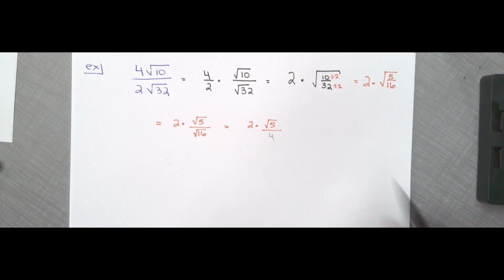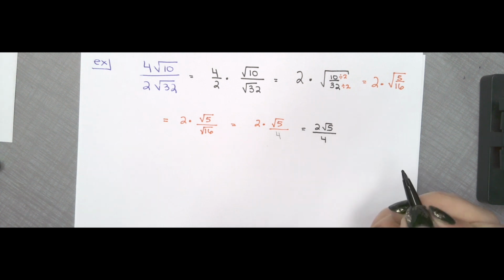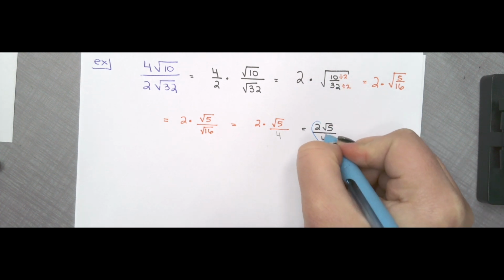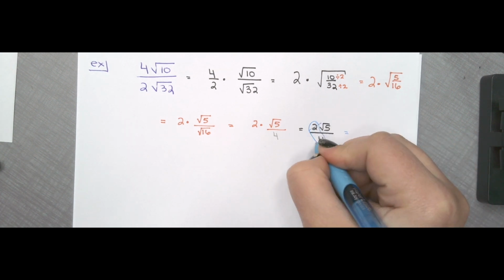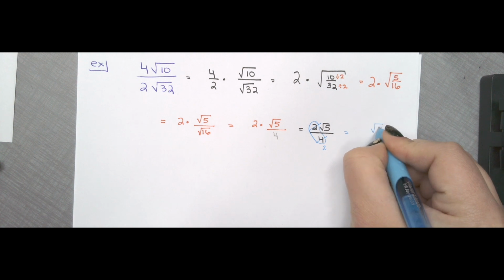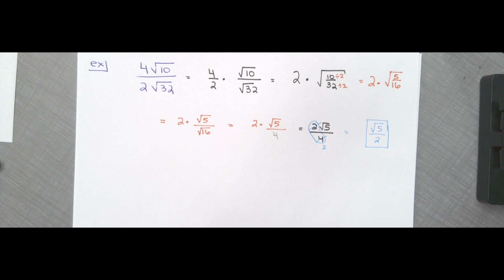And so we're done. 2 root 5 divided by, oh, we're not done. Guess what we can do? We can simplify one more time. 2 goes into 2 once, 2 goes into 4 twice. We have the square root of 5 divided by 2 as our answer. Any questions on this one? This one we did not have to rationalize the denominator.